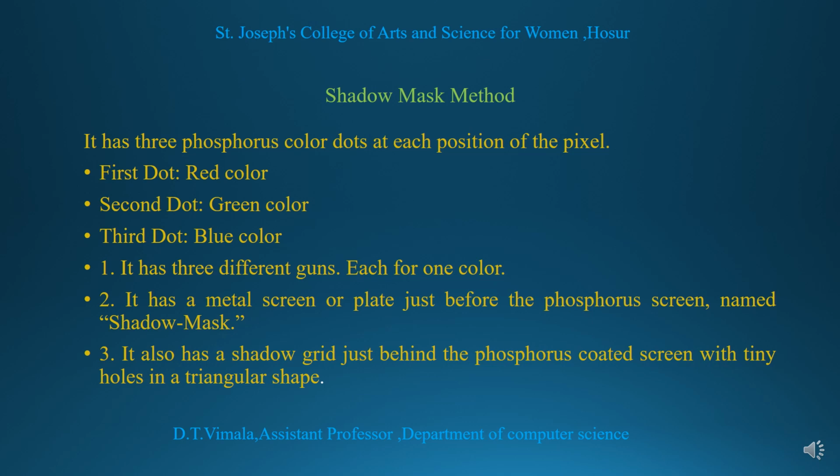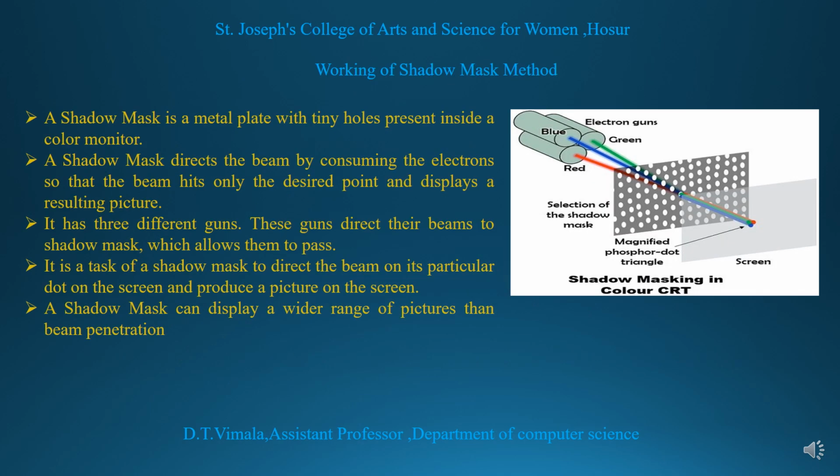It has a metal screen or plate just before the phosphorus screen, named the shadow mask. It also has a shadow grid just behind the phosphorus coated screen with tiny holes in a triangular shape. In the shadow mask diagram we can see the three electron guns, that is red, green and blue, passing upon the screen and touching the screen.